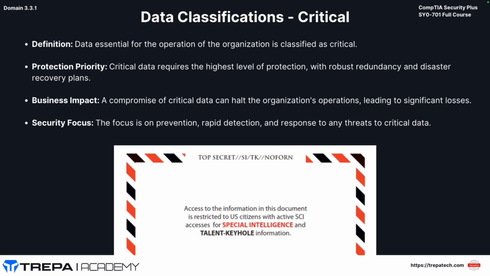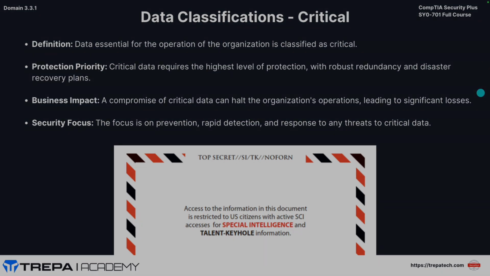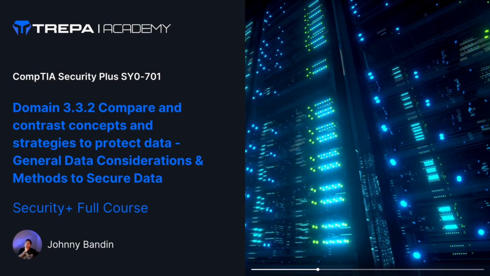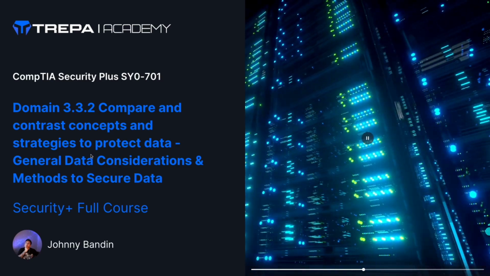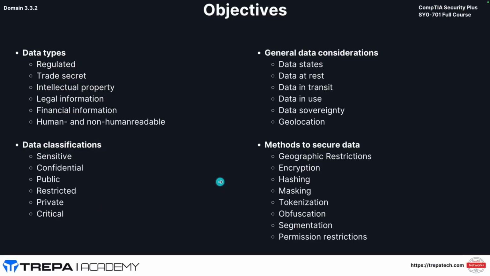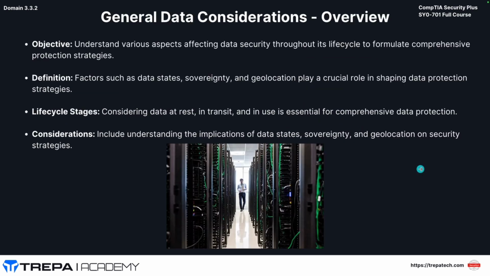So now let's move on to the last section of domain 3.3. Okay, continuing on with domain 3. Now we're going to go over general data considerations and methods to secure data. We're going to go over, at a high level, the different methods to secure data, and then the different data states, things we have to think about when it comes to our overall data. And again, I'm speaking in holistic terms, data being all of our user traffic, enterprise traffic, anything on our enterprise, and also how geolocation can affect it.